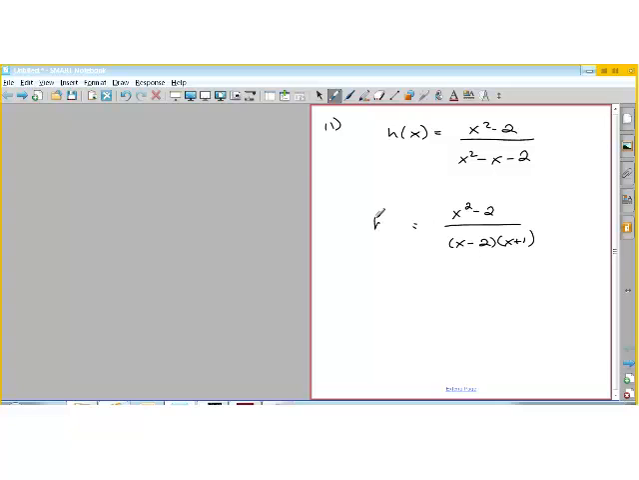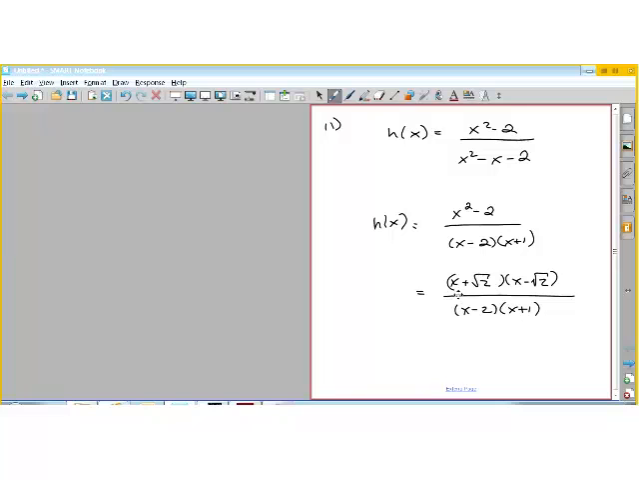Now, to have a vertical asymptote, if these go to 0, this would have to not go to 0. And it turns out in this particular case that happens. And if you factor the numerator, what would you have? You'd have x plus the square root of 2 and x minus the square root of 2, all divided by x minus 2 times x plus 1.